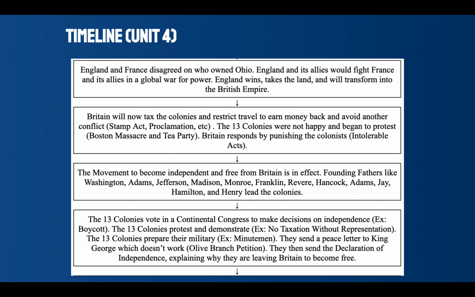Now that they're unhappy, now that there's so much tension, we see founding fathers come together. We see patriots, colonists come together for an independence movement. The Continental Congress is formed, and then we see a bunch of strategies to get this movement going. Boycotting, protesting, demonstrating. No taxation without representation, that little phrase. We see the 13 colonies prepare their military, and it all ends up in the colonists sending the Declaration of Independence, declaring that they are free, why they are leaving Britain.